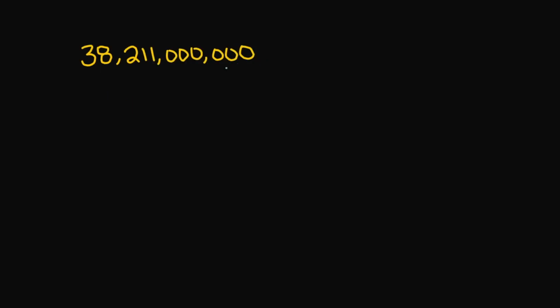So let's look at this number here, another large number. How do I write this in scientific notation? Well, I'm going to start from here and count all the way down until I get a number that is greater than or equal to 1, but less than 10. So this is going to be 1, 2, 3, 4, 5, 6, 7, 8, 9, and 10. It puts us right here between the 3 and the 8. So my scientific notation is going to be 3.8211 times 10 to the 10th power.